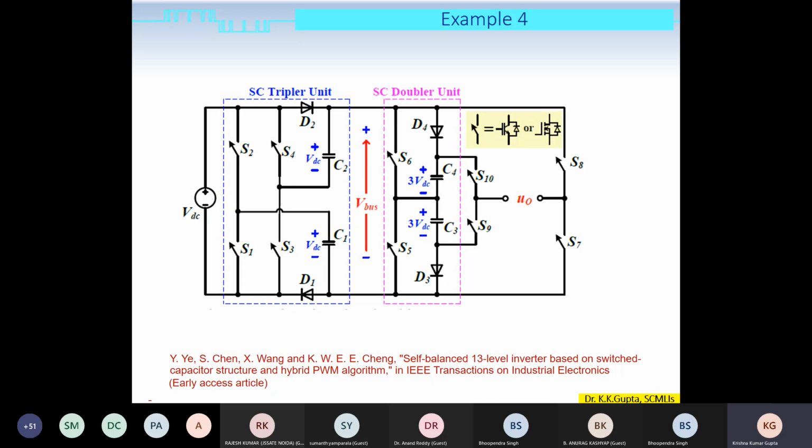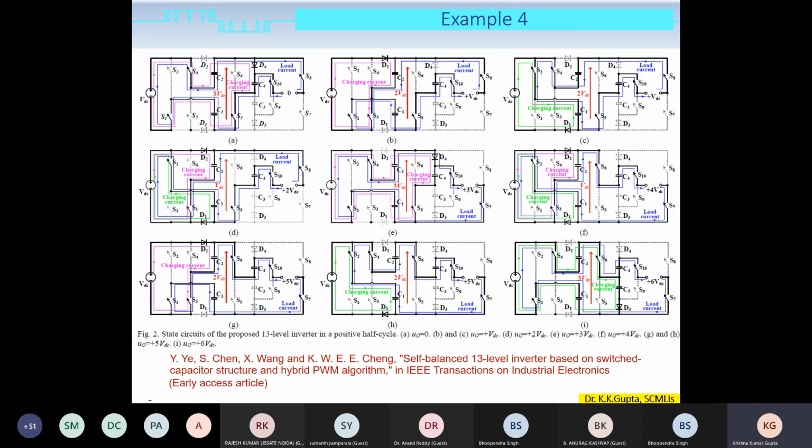This is a very interesting topology that I have shown. I have also shown the reference. Again, this is a 13 level topology, but the voltage gain here is very high. Here they have used a very interesting approach. What I was telling you is that you have to bring the capacitor in series in parallel with the source. At times what I did is I brought a series connection of C1 and C2 in parallel with the source. So basically the capacitors were charged to 0.5 VDC.